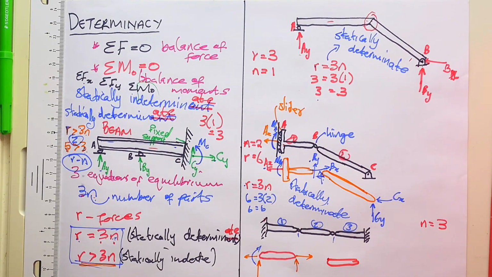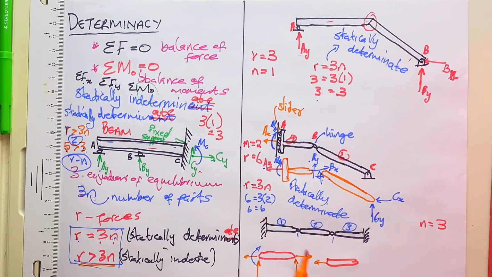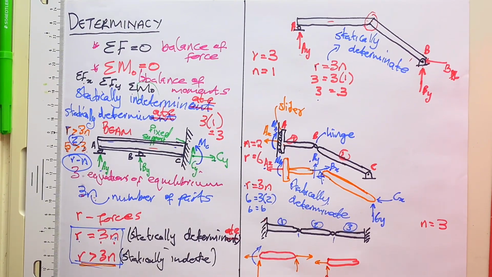Now on member number 2, it has hinges on both sides. So on the side it will have an x-axis reaction and a y-axis reaction. Also on the right hand side it will have a reaction in the x-axis and a reaction in the y-axis.